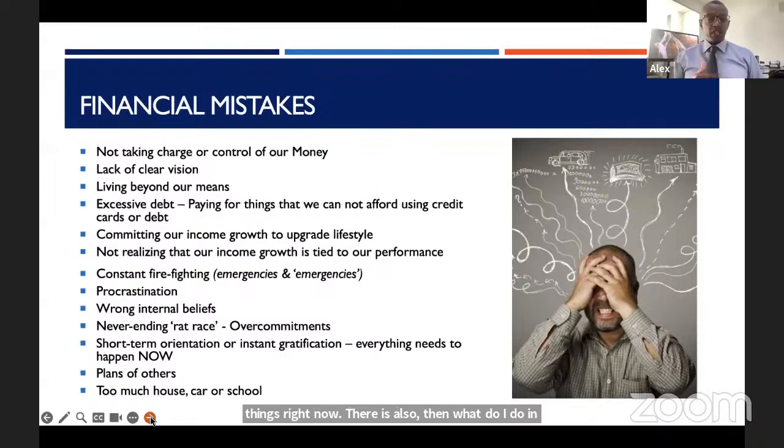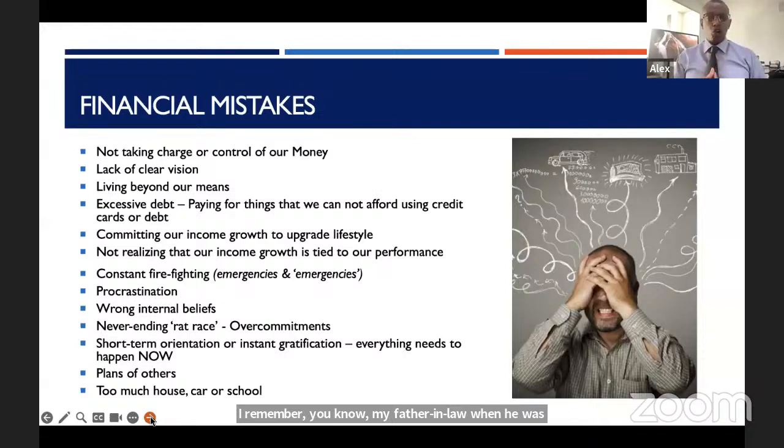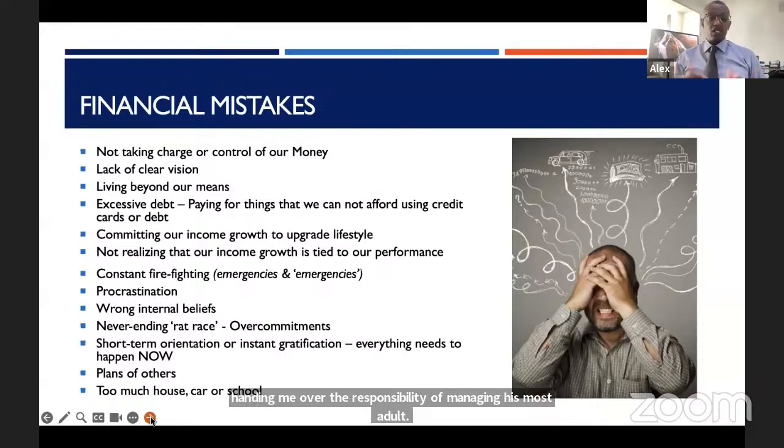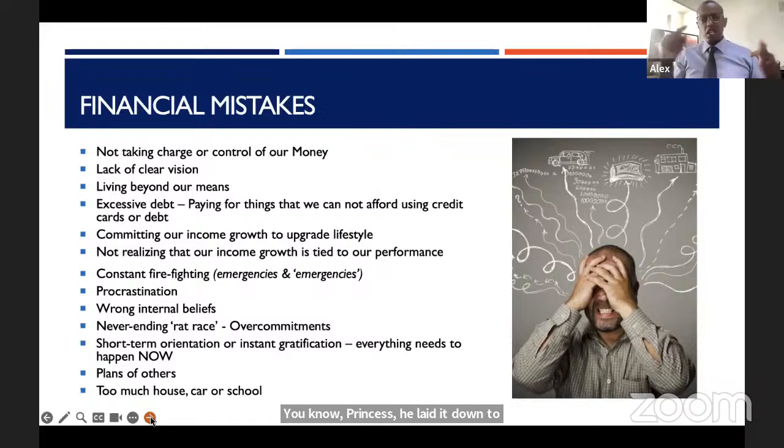I remember, my father-in-law, when he was handing me over the responsibility of managing his most adored princess, he laid it down to me, Alex, you're in charge of the groceries, the children, the house, the car, the education. Hey, and I said, my guy, where is the script for how I'll achieve all these things? And suddenly it occurred to me, I need a vision and I need to describe exactly how this vision will be achieved. And my wife, being a finance professional, an actuary, obviously asked me very deep questions and I had to really figure things out.